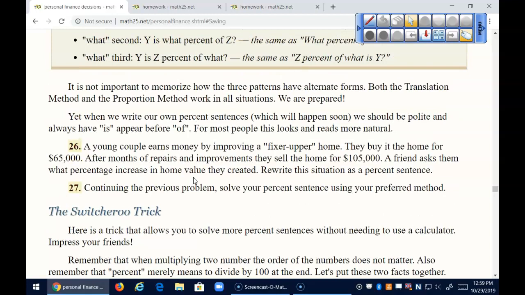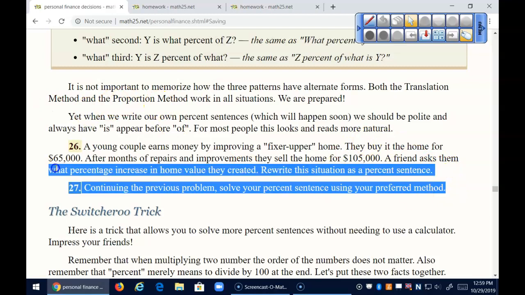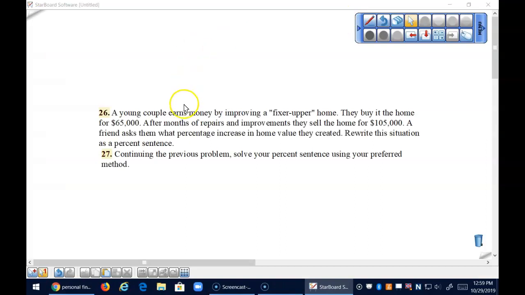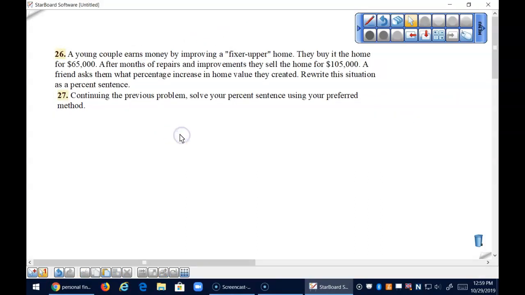So we talked about using percent sentences to solve word problems that actually had paragraphs. Let's do this. A young couple earns money by improving a fixer-upper home. They buy the home for $65,000. After months of repairs and improvements, they sell it for $105,000. A friend then asks them what was the percent increase.